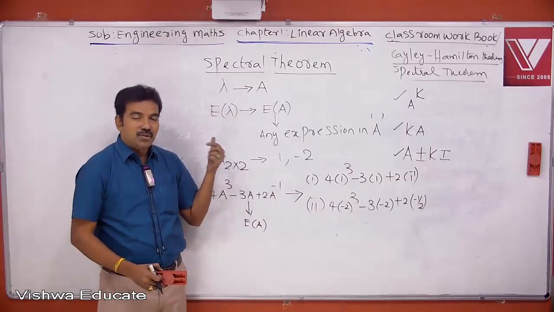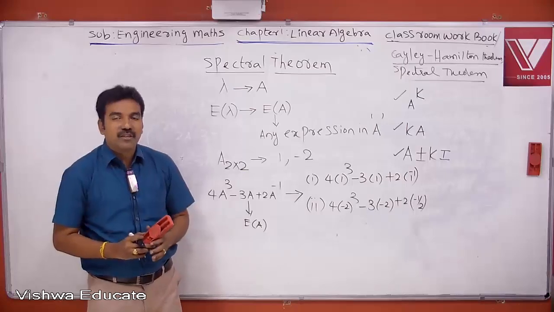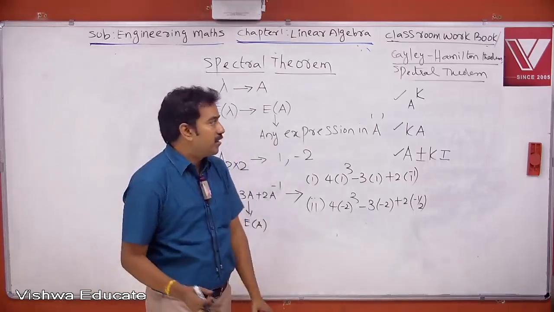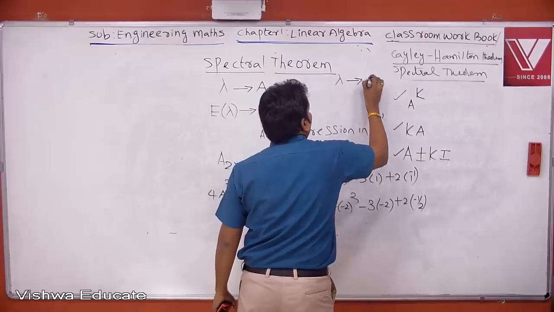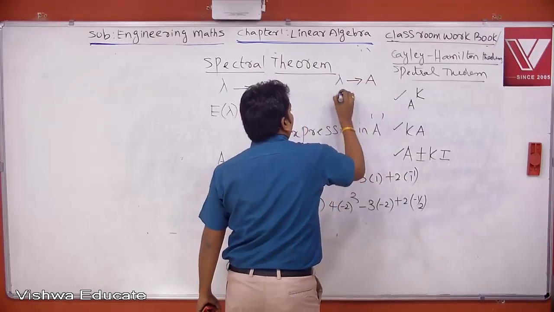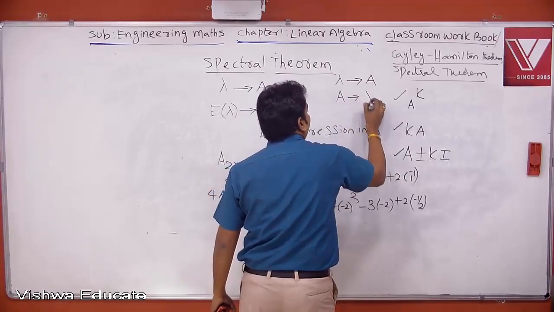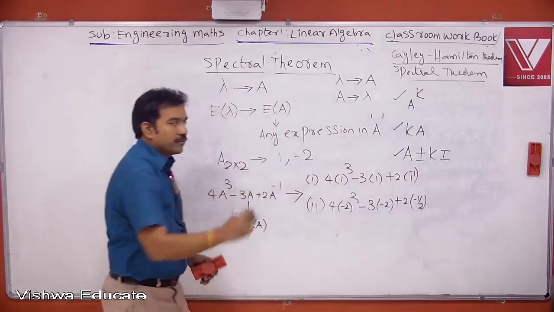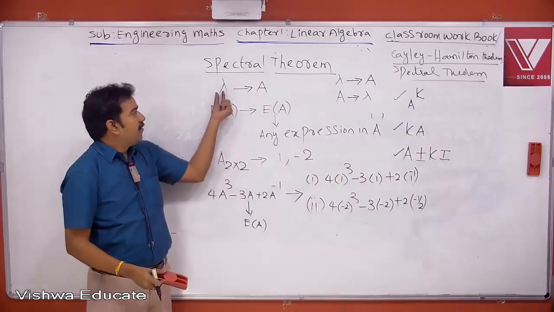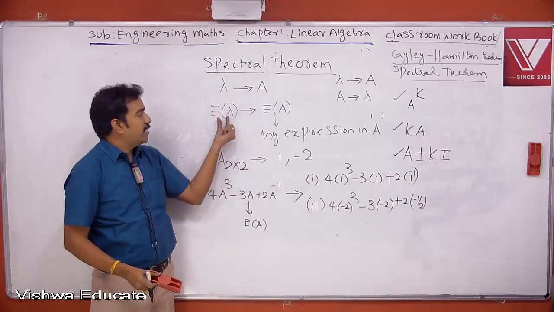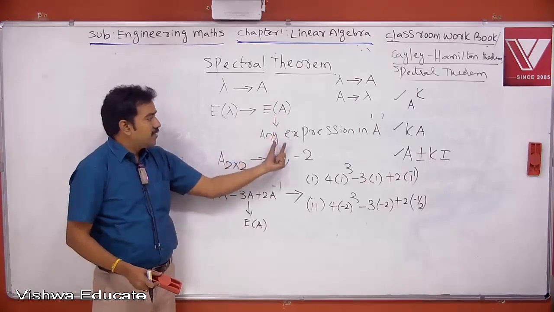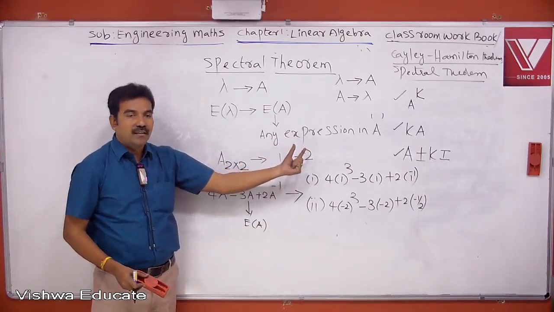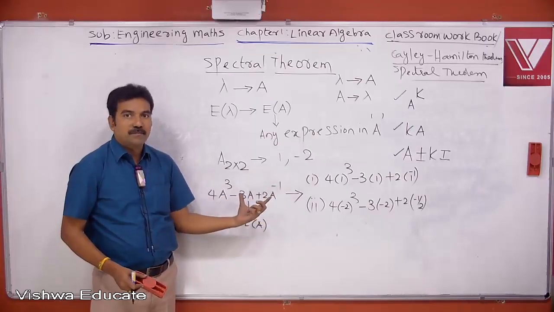Got it? The basic difference between Cayley-Hamilton theorem and Spectral theorem is that in Cayley-Hamilton theorem, lambda is replaced by the matrix A, whereas in Spectral theorem, the matrix is replaced by eigenvalues. This is the simple difference. So if lambda is an eigenvalue of A, then E of lambda is an eigenvalue of E of A, where E of A is any expression in terms of A. Now this is one sample example.